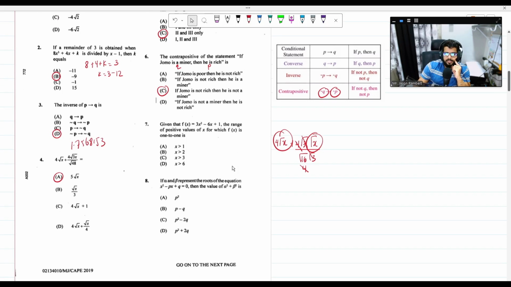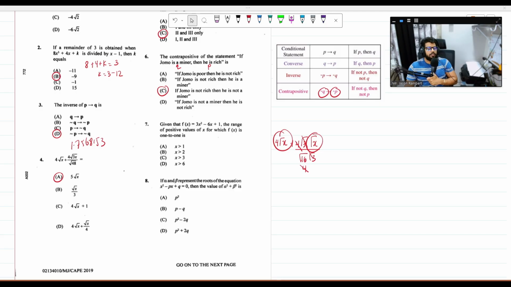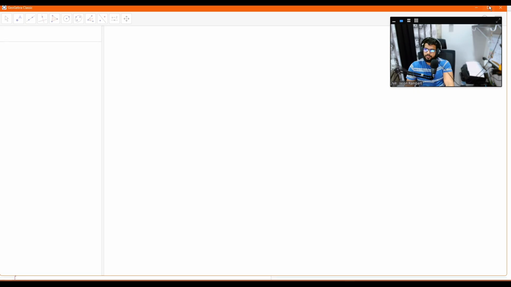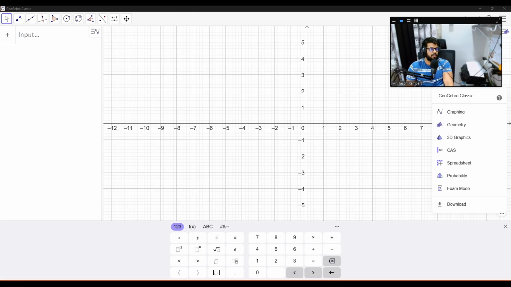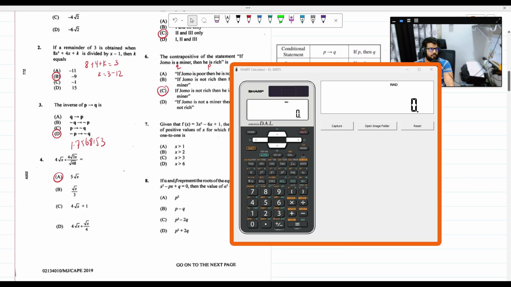Given that f of x is equal to that, find the range of positive values of x for which f of x is 1 to 1. Alright, this is a nice question. And to see this question properly, I want to show you all the graph. Now, for those of you who were my students from the get-go, this is a no-brainer. For the other students, pay attention.